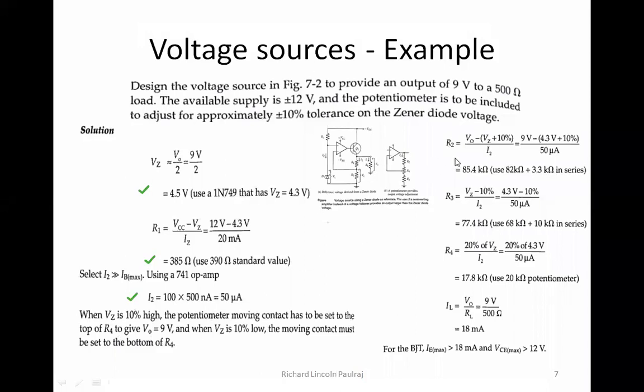Now let us calculate the value of R2. R2 is equal to V0 minus VZ plus 10%. So I'm going to increase, plus 10%, the higher value. When I say high, it's going to be at the top of R4, divided by I2. So V0 I have 9, and VZ, of course, I have 4.3, and 10% of that, divided by I2. I2 I have got here, multiplying 100 with 500 nanoamps, right? So are we getting 85.4 kilo?